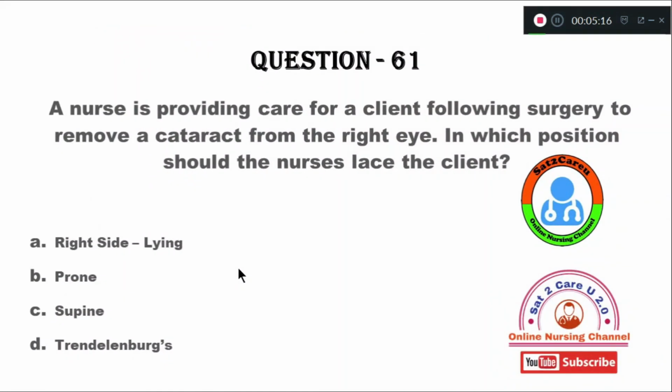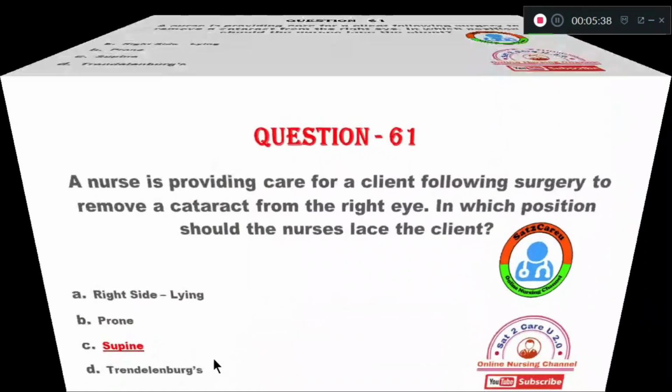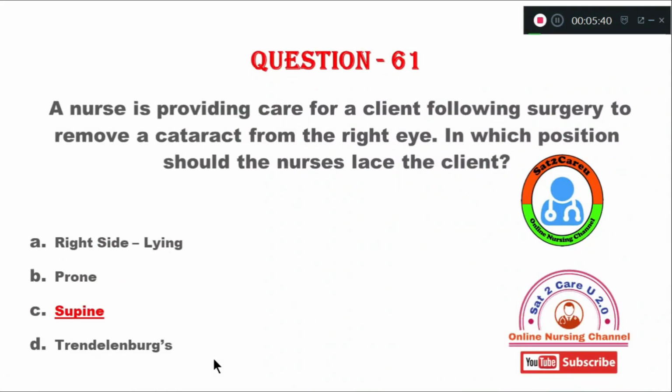Question number 61. A nurse is providing care for a client following surgery to remove a cataract from the right eye. In which position should the nurse face the client? Option A, right side lying, B, prone, C, supine, option D, Trendelenburg. So after cataract surgery, the patient is kept in the supine position.